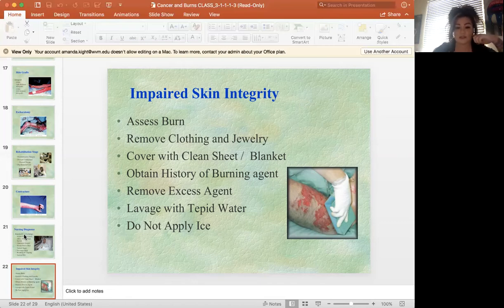So with this nursing diagnosis, impaired skin integrity, of course, we know we're going to assess the burn, and remove any clothing or jewelry that we can. And why? I'll just answer that right now. Because of swelling. If you have a ring on and then all of a sudden it starts to swell, that cannot be good, right? So we may even have to cut it off depending on how the swelling has already started. All of this we pretty much talked about.